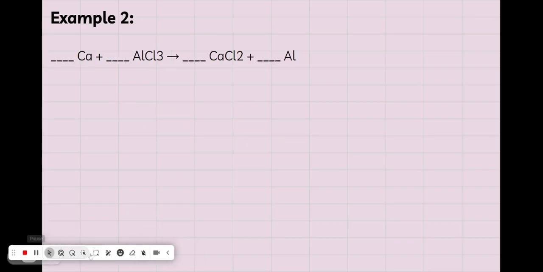Let's look at a different example. In this one, we have some amount of Ca plus some amount of AlCl3, which becomes some amount of CaCl2 plus some amount of Al. So let's see, how are we going to approach this problem? When we are given big values like this, one of the most important things to do is look at your big values. And so our big values are going to be right here and right here.